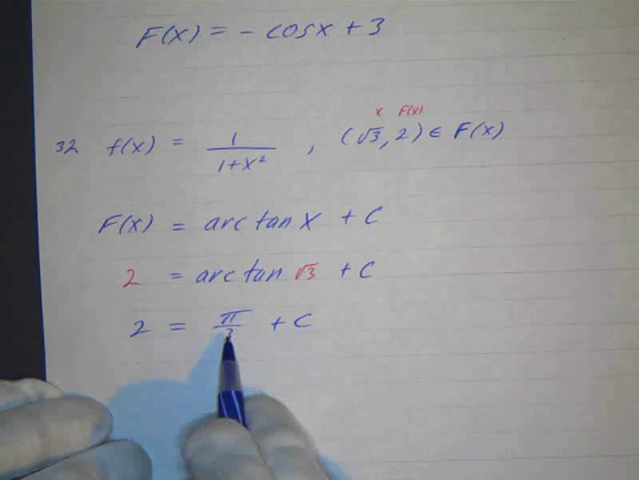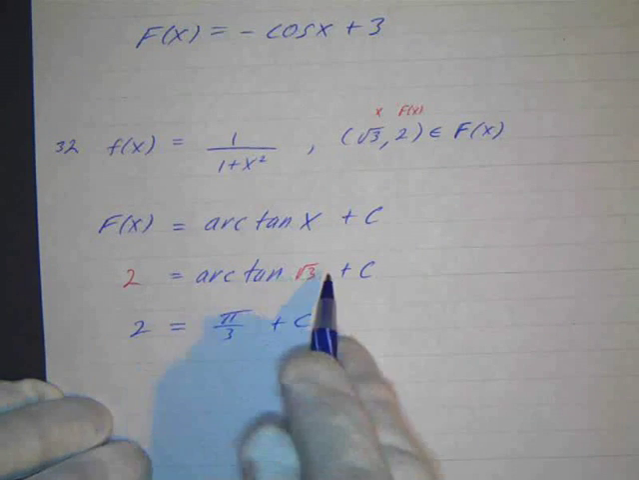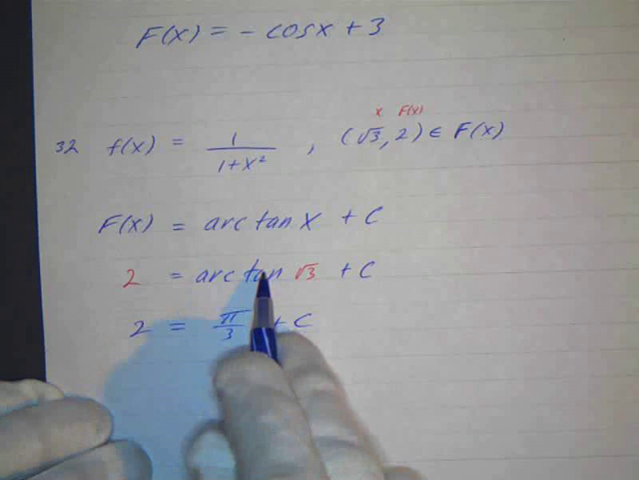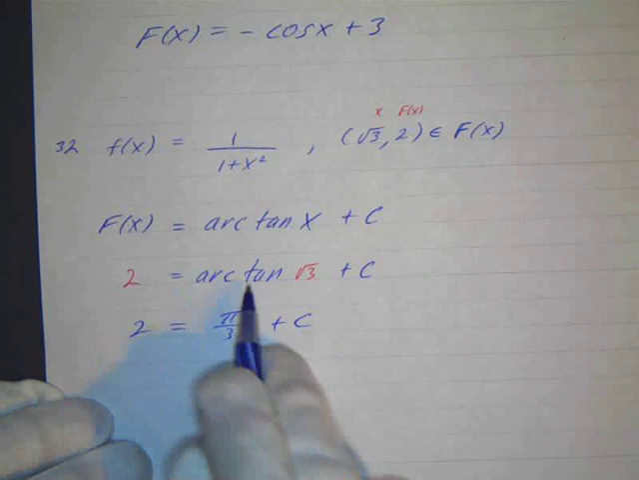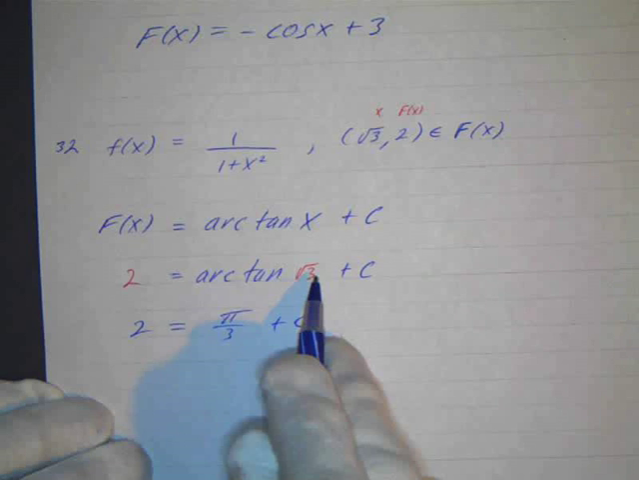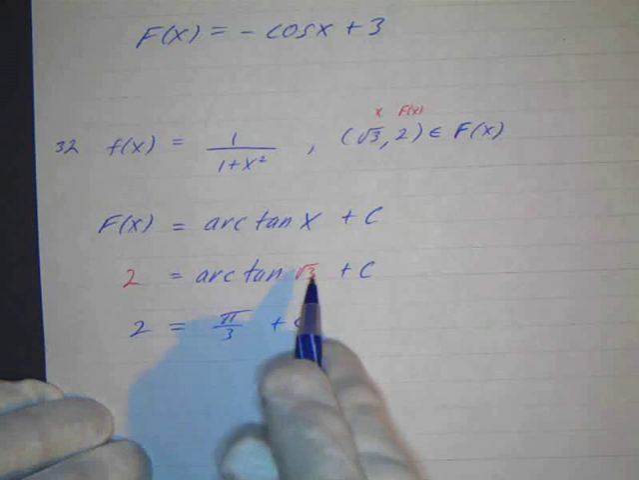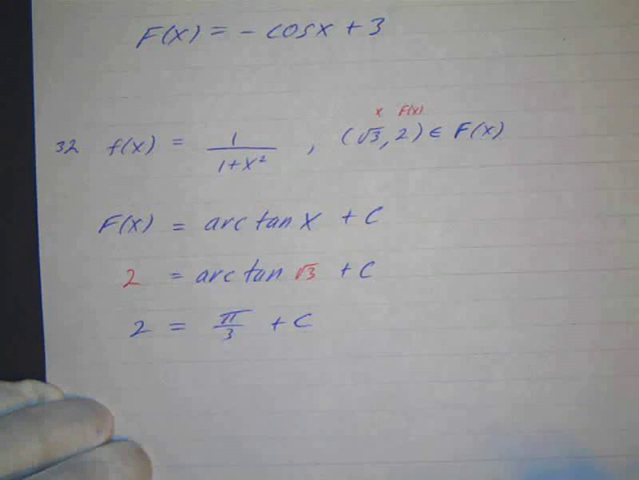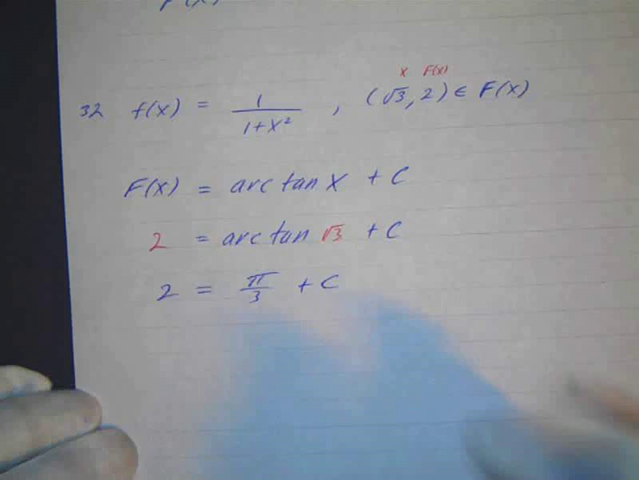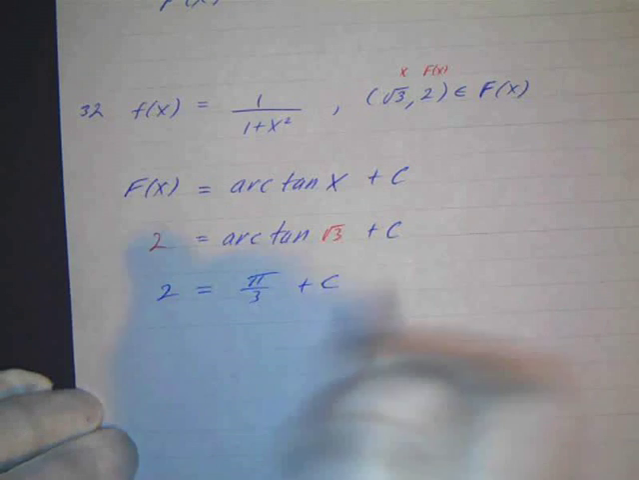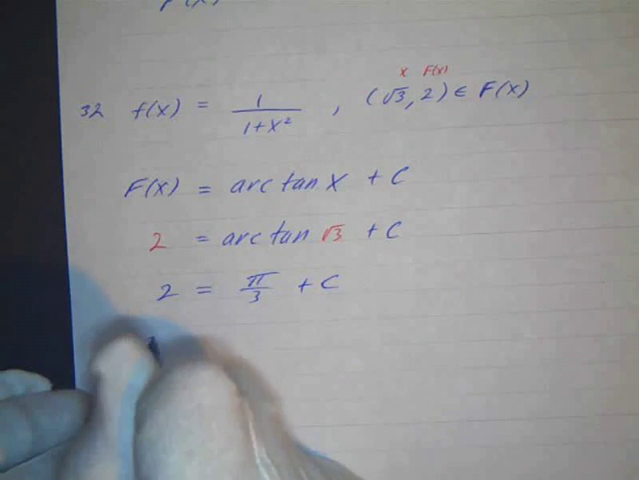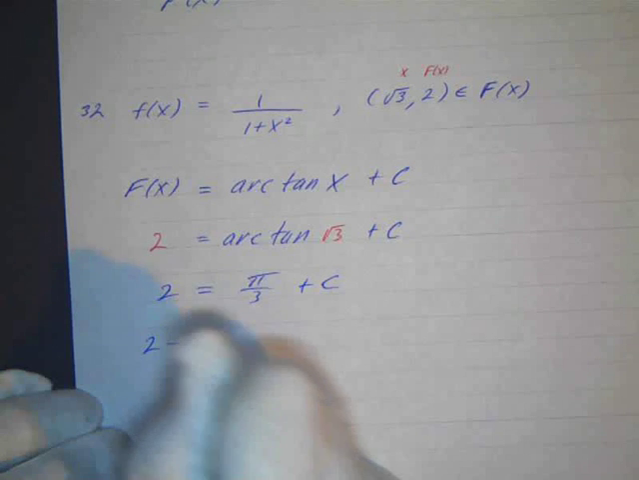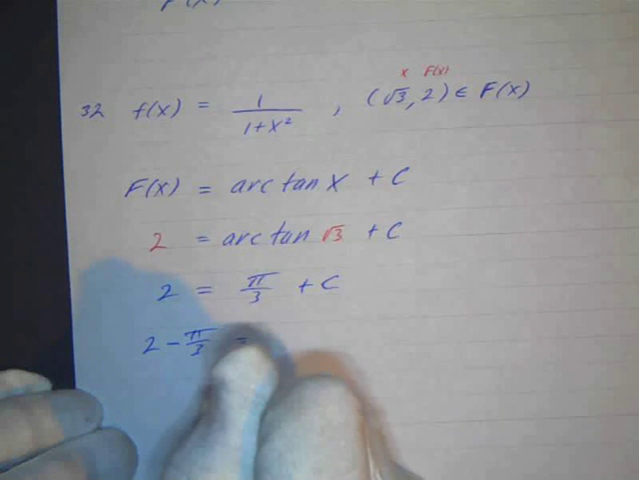This is the angle whose tangent is the square root of 3. So the tangent of what angle is the square root of 3? Well, we know the tangent of pi over 3 is the square root of 3. So there we go. And that's going to imply, well, I would subtract that. So I would say 2 minus pi over 3 equals c.